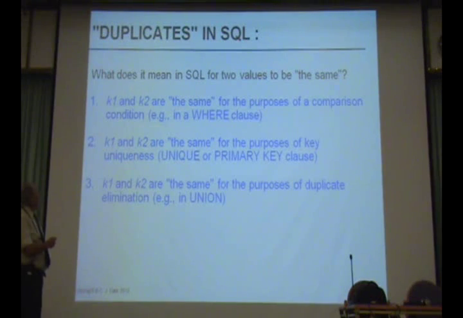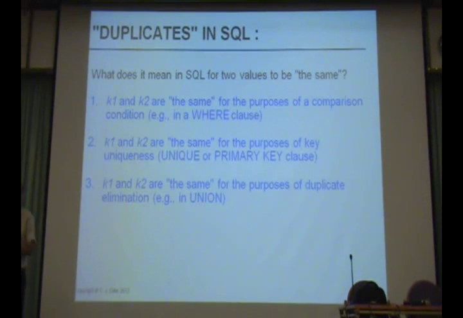Duplicates in SQL. What does it mean in SQL for two values to be the same? I'll call the two values K1 and K2. What does it mean for K1 and K2 to be the same for the purposes of a comparison, like in a WHERE clause? What does it mean for them to be the same for purposes of key uniqueness, like in a primary key clause? What does it mean for them to be the same for the purposes of duplicate elimination, if you do a DISTINCT or a UNION or something?